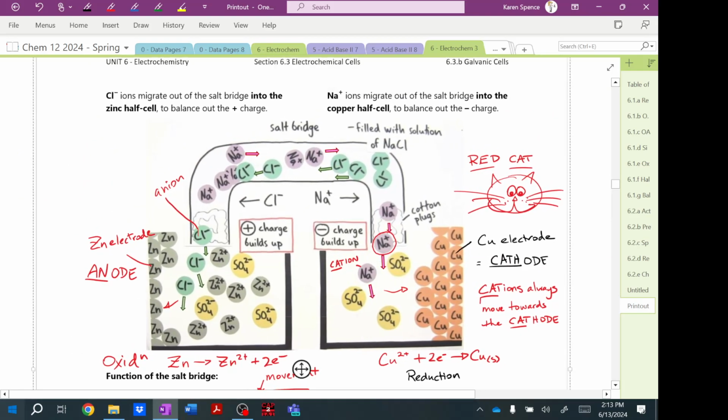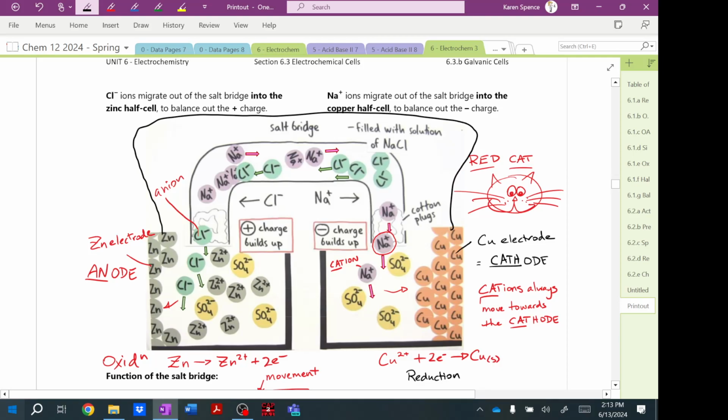And what are we missing in this diagram? Remind me. We're missing a wire. So why don't we draw in a wire? And what's moving in the wire? Electrons. Which direction are they going? Towards the cathode. They're going towards the cathode and away from the anode. That is the direction that electrons always move. They always move from the anode to the cathode.